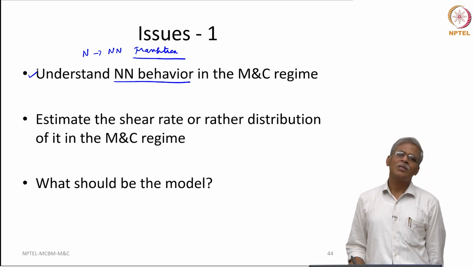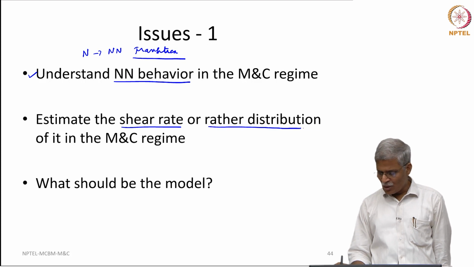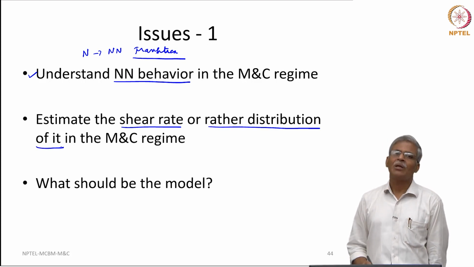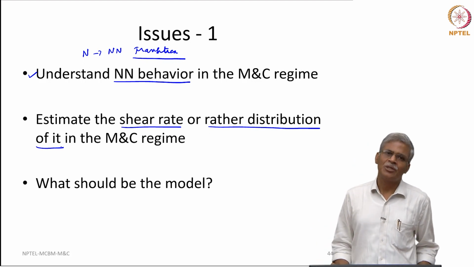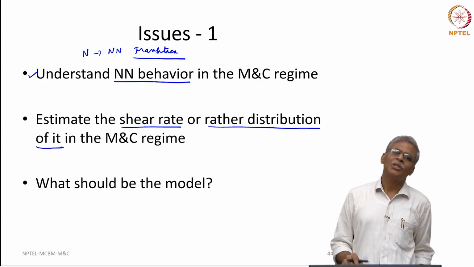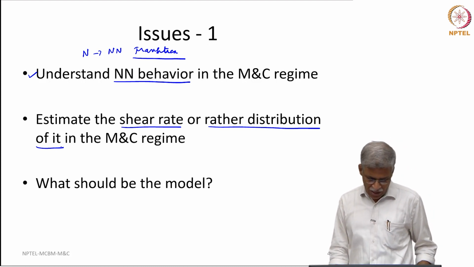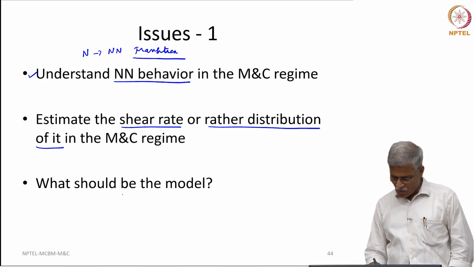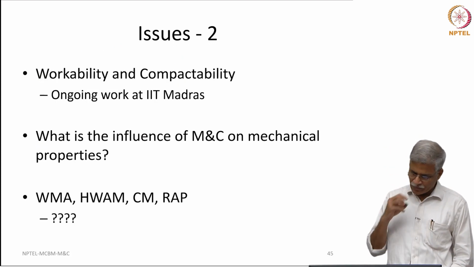The second one is, we also need to understand what exactly is the shear rate, or rather the distribution of it in the mixing and compaction regime. Okay, how much is the shear rate distribution? It is not enough if you find out the non-Newtonian behavior. Unless we know the shear rate, it is not going to be possible to effectively use this information, and we should understand what is the model to be used. Only then we can do.